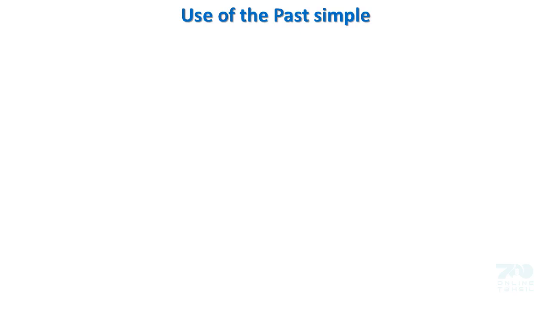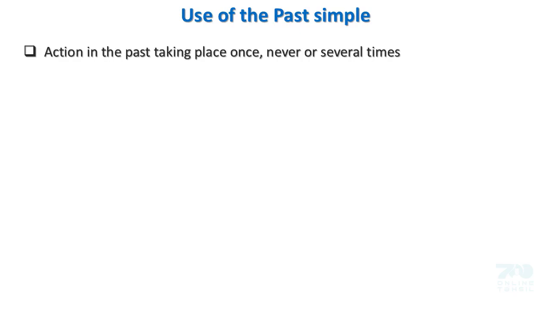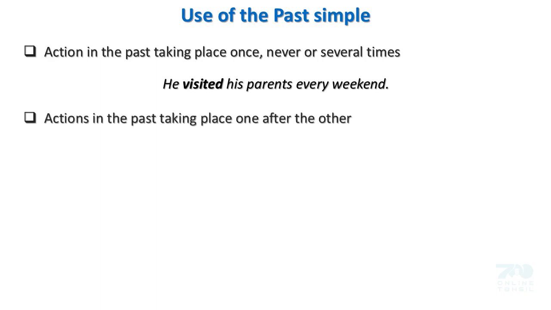Use of the past simple. An action in the past taking place once, never or several times. Example: he visited his parents every weekend. An action in the past taking place one after the other. Example: he came in, took off his coat and sat down.